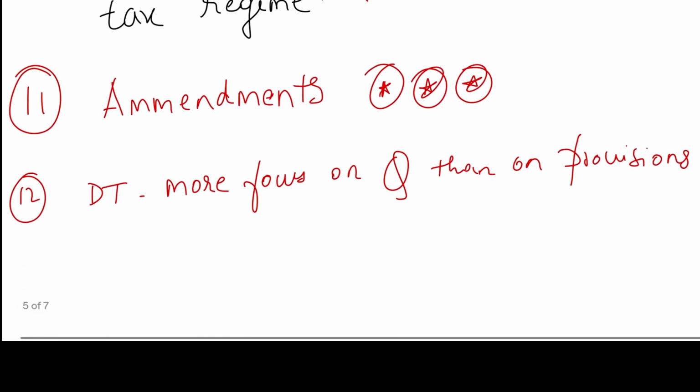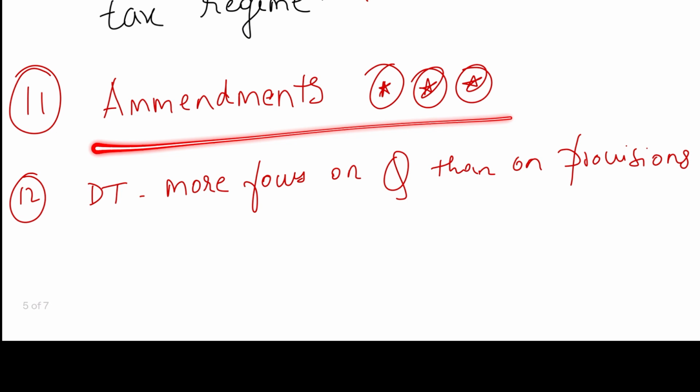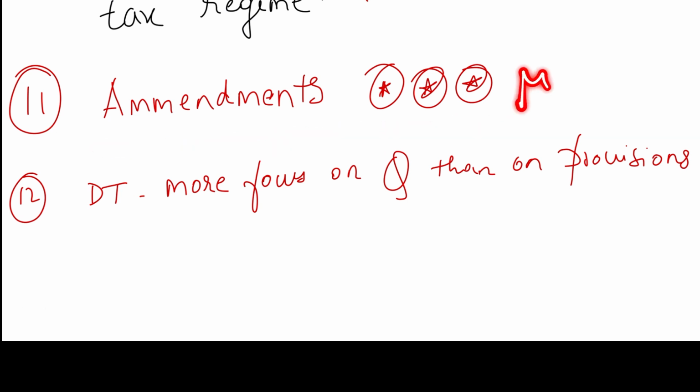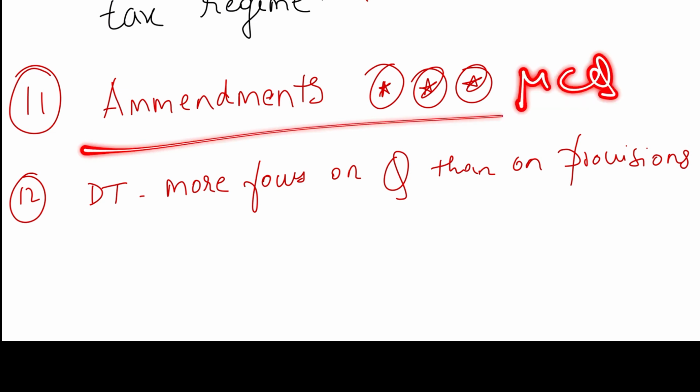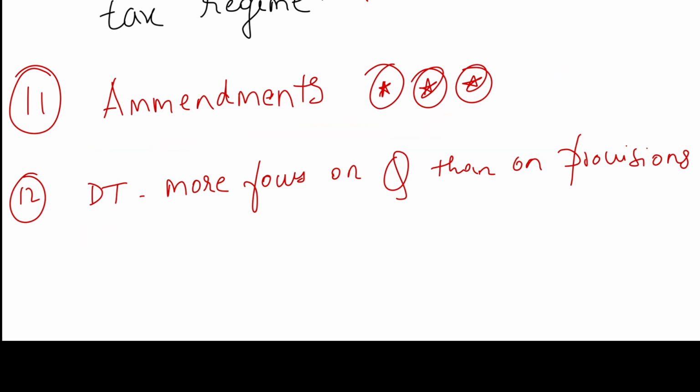Next, amendments. Do refer to amendments. Amendments are being asked especially in MCQs, so do not ignore them. For a subject like direct tax, irrespective of how good we are with the provisions, we might face difficulty in applying them. So rather than focusing more on the provisions, our focus should be more on the question. Our approach should be question oriented.